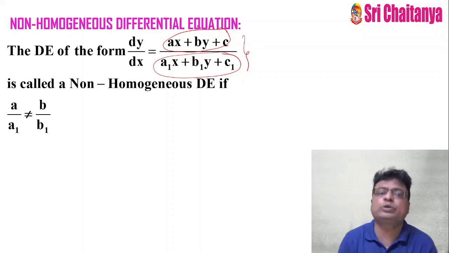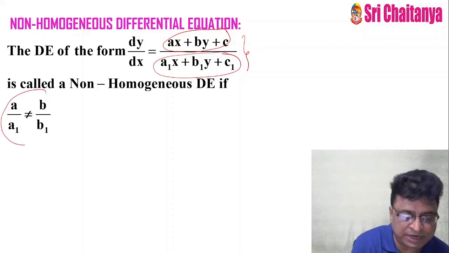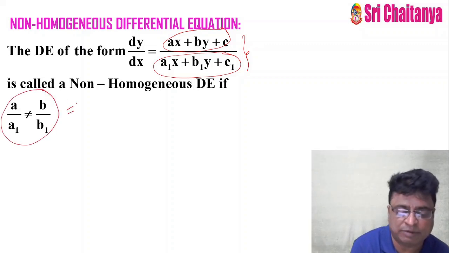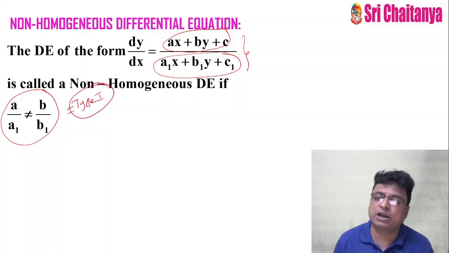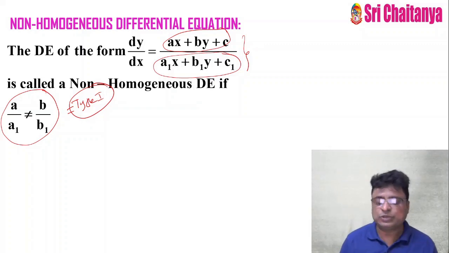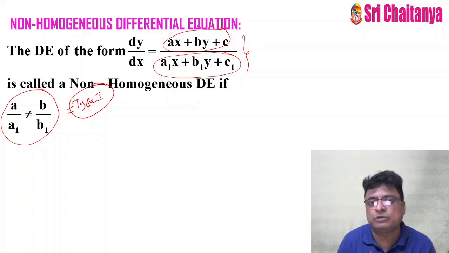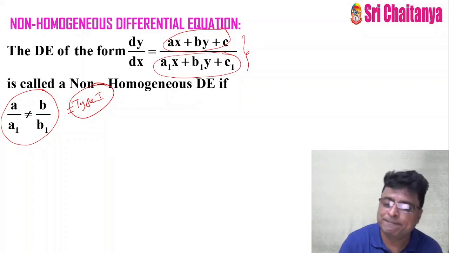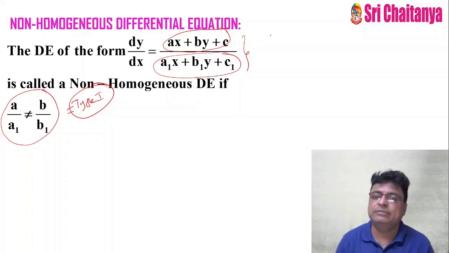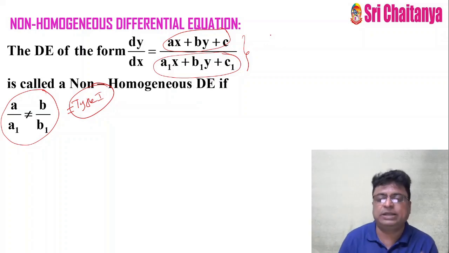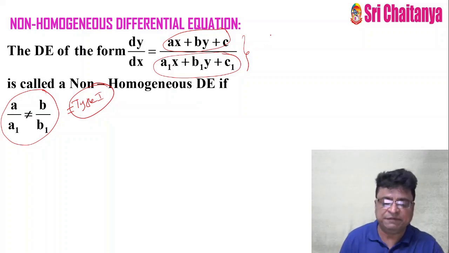Here again, two types will exist. Suppose a1 by a2 is not equal to b1 by b2. This is called type 1 of the non-homogeneous differential equation. So whenever this kind of non-homogeneous differential equation is given, what to do? Here also, as I said earlier, by taking some transformations I want to convert this entire non-homogeneous differential equation into a homogeneous one. If it is reducible to homogeneous, then the ball is in my court. I can apply the previous method.